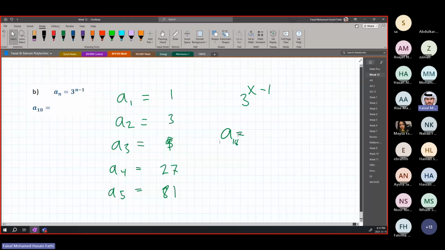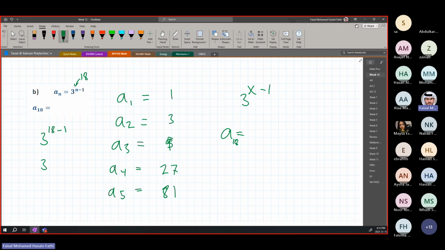So A18, if you substitute just 18 and n over here, it's going to be basically 3 to the power of 18 minus 1. So that's 3 to the power of 17. You could just put that directly in the calculator and it will give a huge number, 129140163. I think this is what I got. I'm not sure if this is right. Is it? Yep, it is. So 129,140,163.